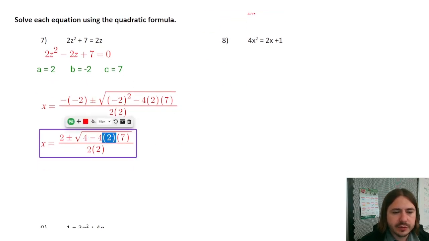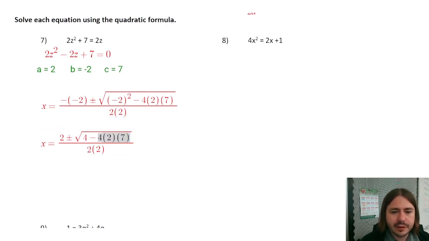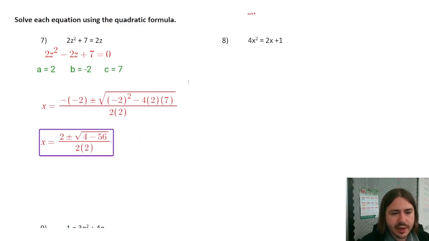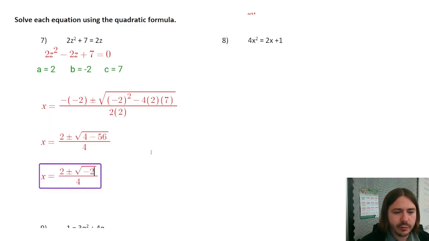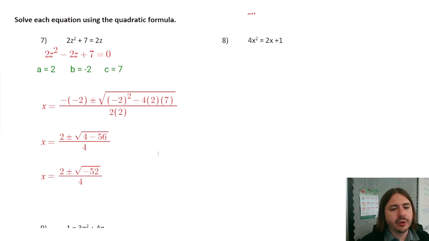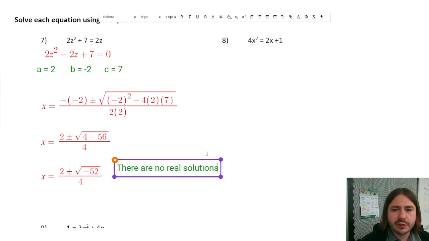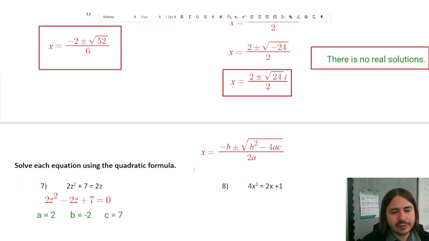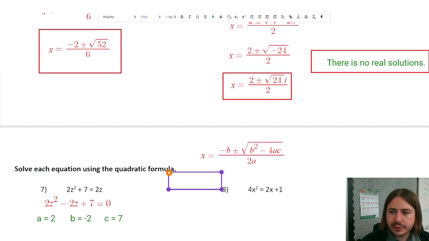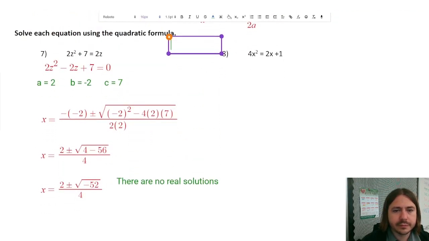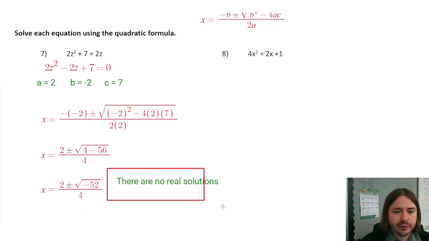So we've got 4 times 2 is 8, times 7 is 56. And 2 times 2 is 4. Now 4 minus 56 is going to be negative 52. And that's how we know we're not going to get any real solution here. Okay, there are no real solutions. Anytime you get a negative number underneath the square root, that's what you've got to say. Yeah, there are no real solutions.